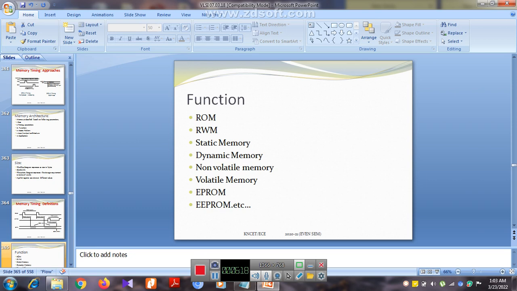And then non-volatile memory, where we have EPROM and EEPROM. This is the main function.